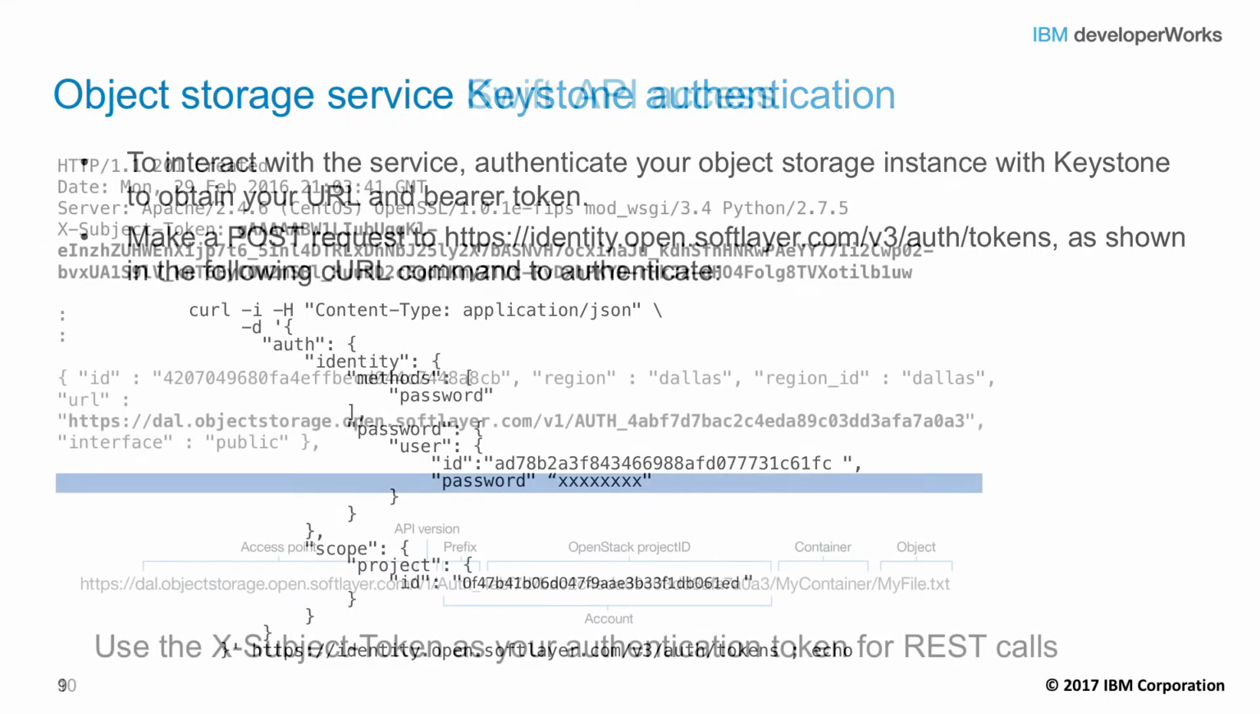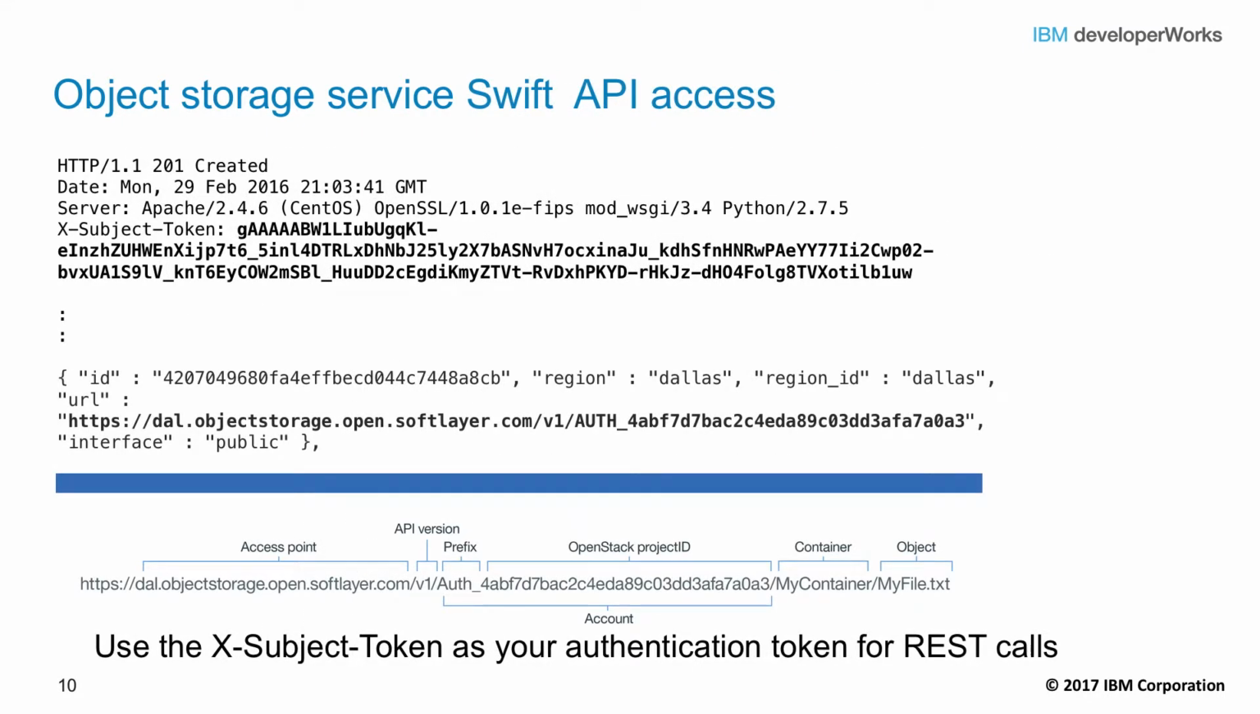Here's an example of a response from a successful authentication. It includes an X-Subject-Token header, and the response body includes public interface URLs for accessing the object storage service. Append the URL provided with the appropriate container name and object name as shown to invoke the Swift APIs. Use the value for X-Subject-Token as the authentication for calls to the Swift API.